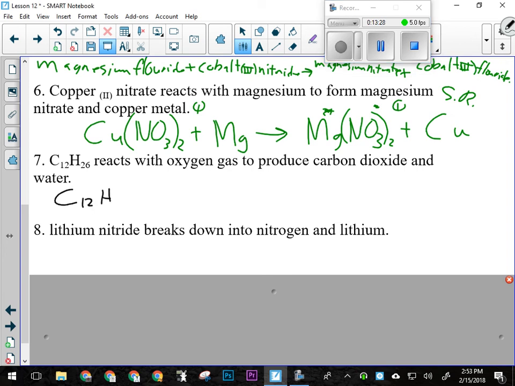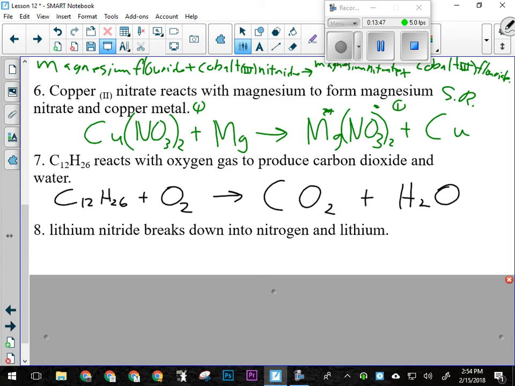All right, so C12H26 plus O2. Remember that oxygen gas is O2, not O. Right, it's one of our special elements. What kind of reaction is that going to be? It's going to be a combustion reaction. So the products are always carbon dioxide and water.